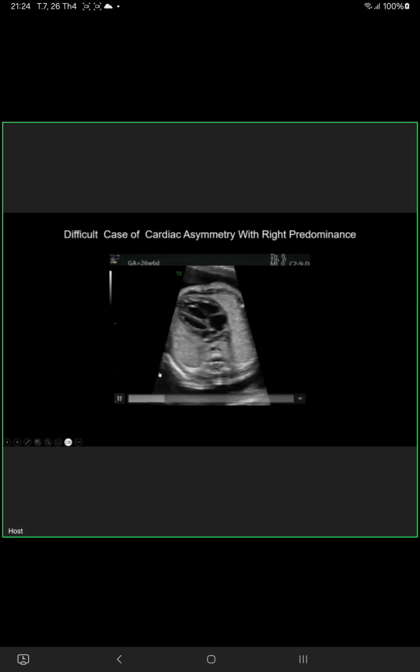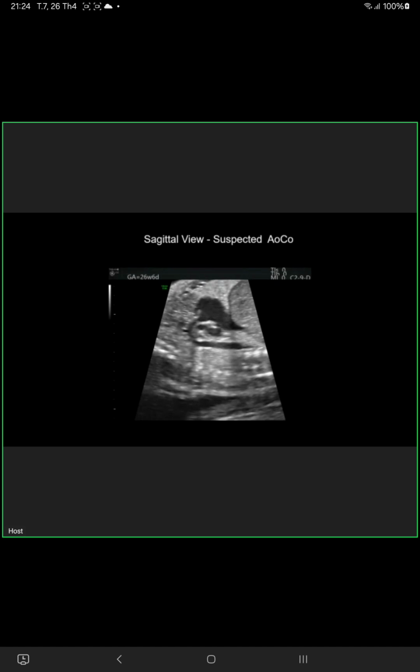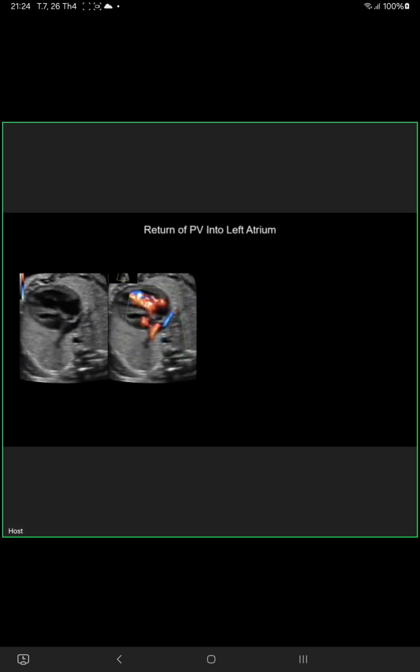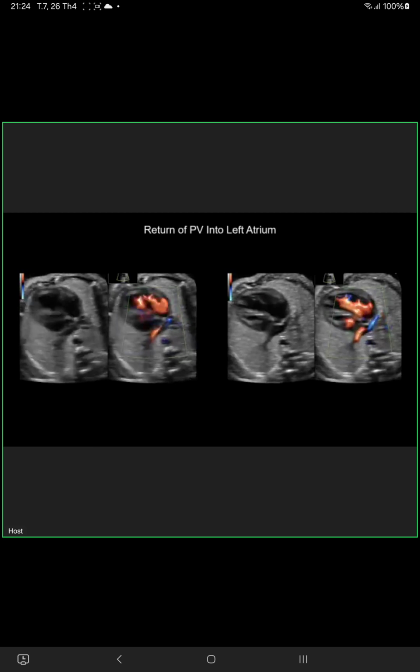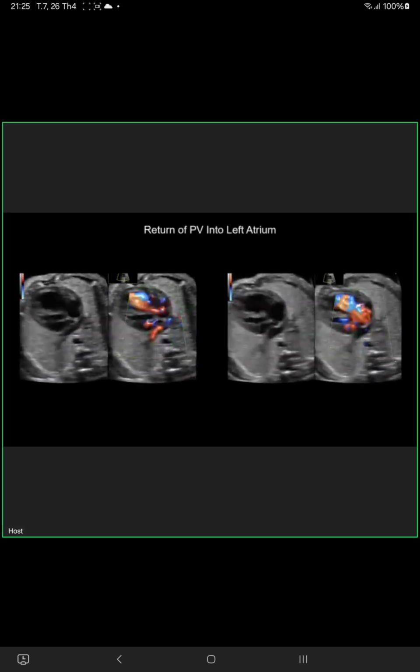This is a case with a difficult diagnosis. You see here asymmetry. Do you agree? Yes, it's clear. What do you think? It's aortic coarctation? Maybe. Return of the pulmonary veins are correct. Do you agree with me? It's coming to the left.